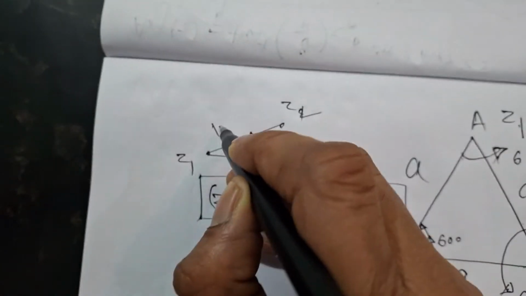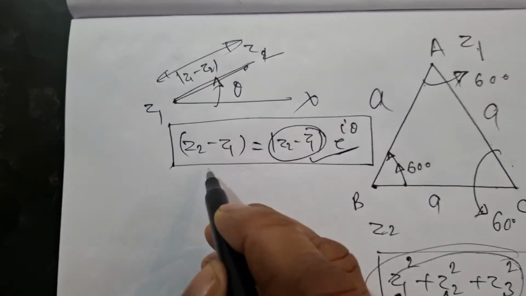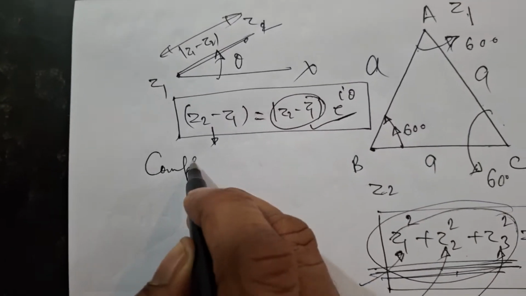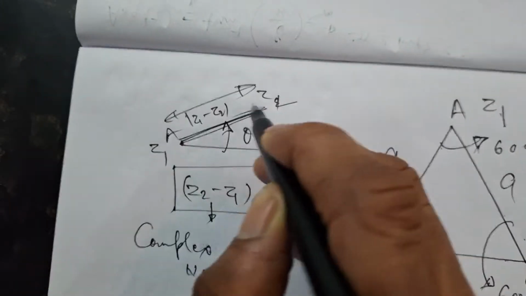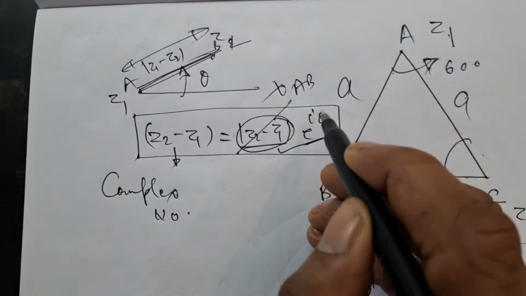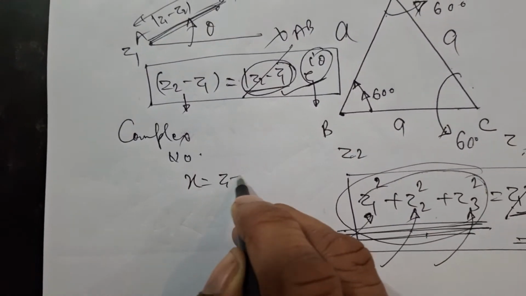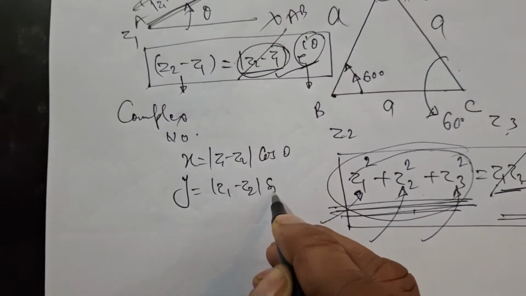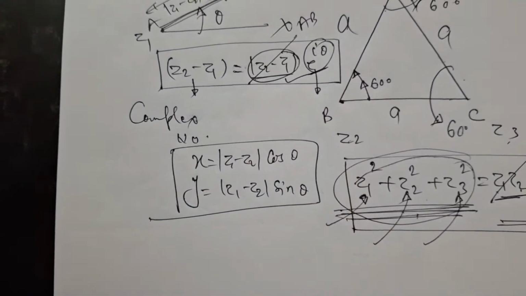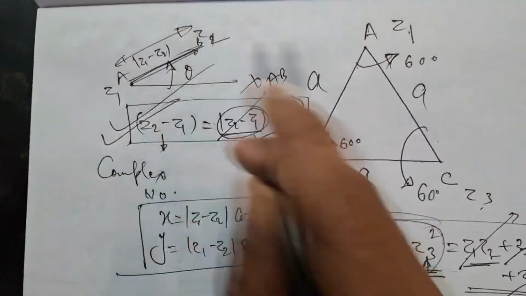This is important. This length is modulus of Z1 minus Z2, the length AB. The left side is a complex number, this is the magnitude, and this is cos theta plus i sin theta. So we can write x equal to modulus of Z1 minus Z2 times cos theta, and y equal to modulus of Z1 minus Z2 times sin theta in complex form. We are going to prove this formula first according to this argument concept, or Euler form.